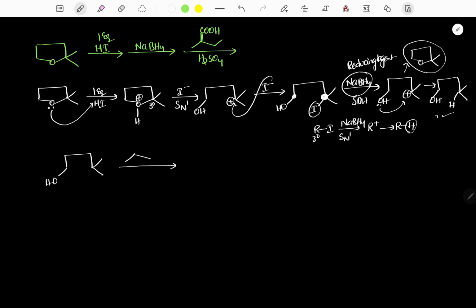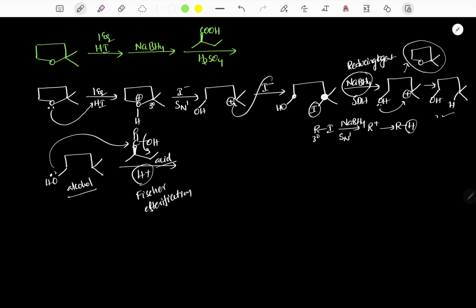Now it is treated with the corresponding carboxylic acid in the presence of H plus. It is an alcohol plus an acid in the presence of H plus: Fischer esterification. Therefore here simply the lone pair attacks the carbon, the leaving group will leave, and finally we get the corresponding carboxylic ester.